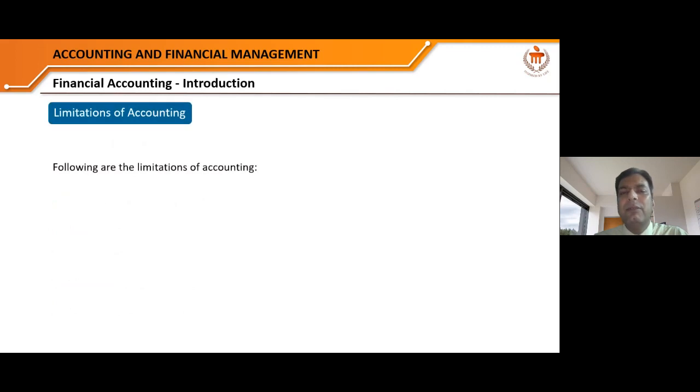Then we move next and we talk about limitations of accounting. So what are the limitations of accounting? As with everything, every coin has two sides, the positive and negative. Same way accounting has also got its pros and cons. So accounting has its own limitations.